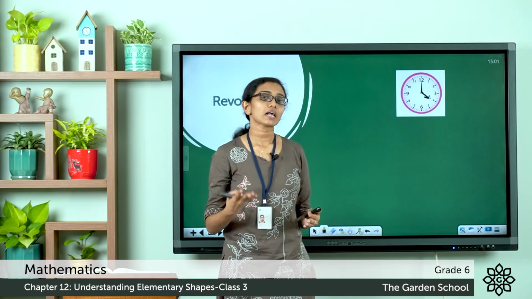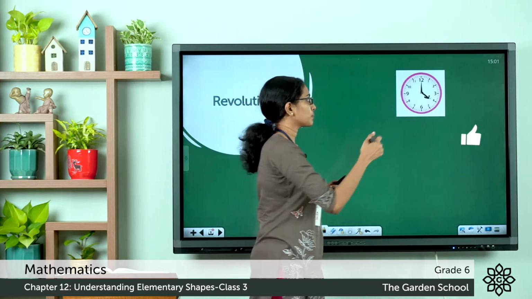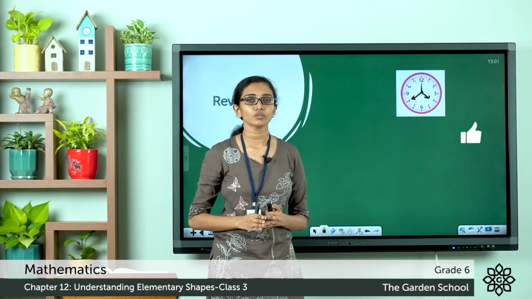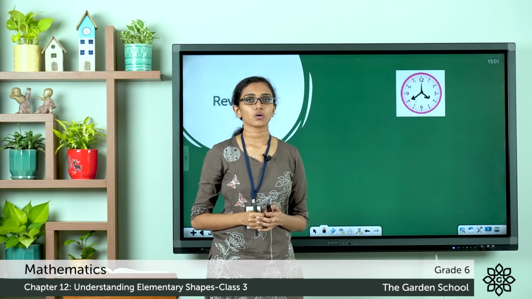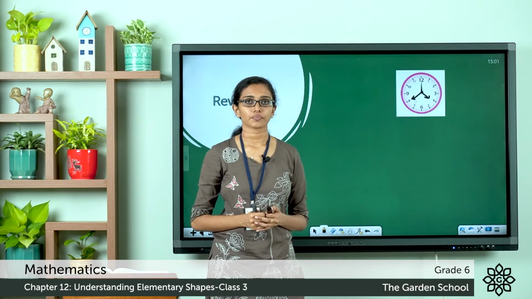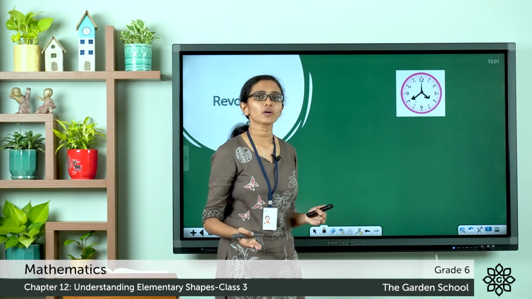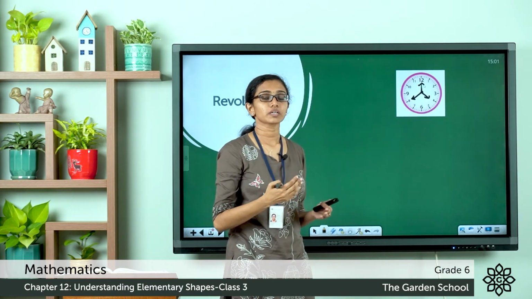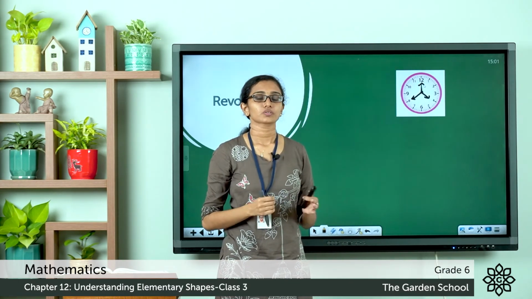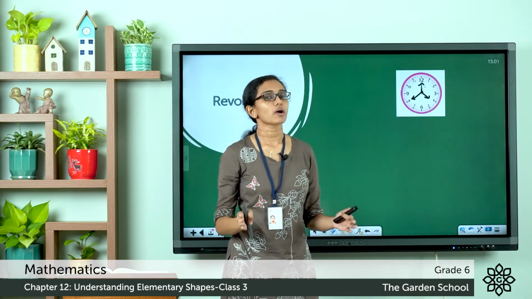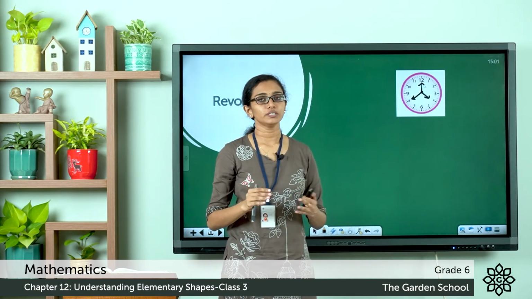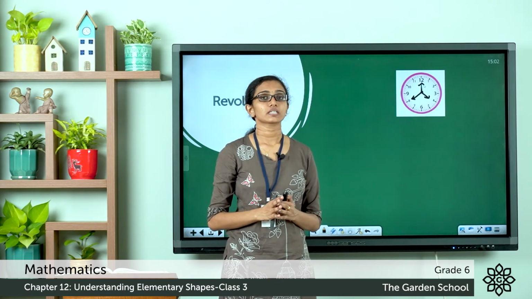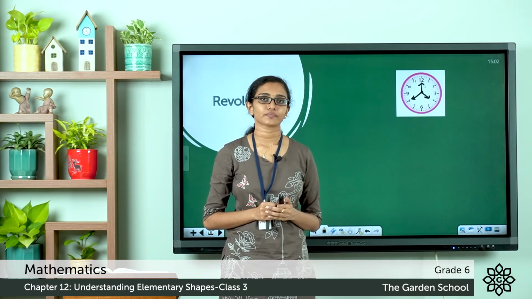Now, when it covers another 4 hours, it will be pointing to 8. Now, it has turned through 2/3 turns or 2/3 revolutions. Now, when it covers another 4 hours, it will go back to the initial position. It will reach back at 12. So, now it has covered 3/3 turns or 1 full turn or 1 revolution. So, it has turned through a complete turn.